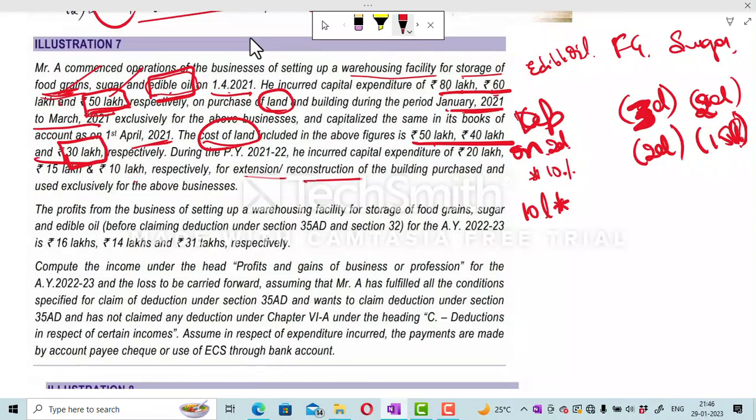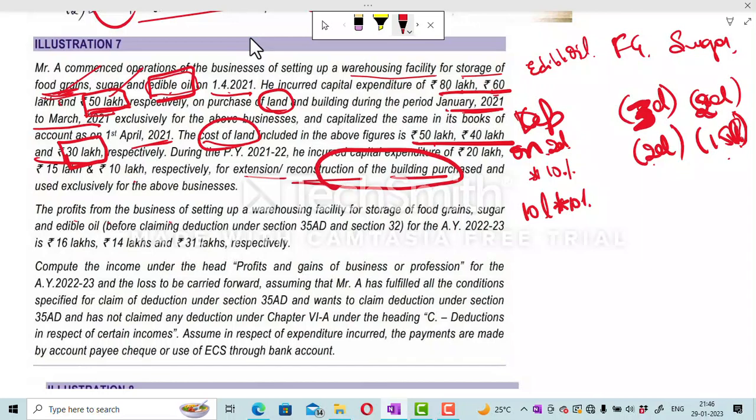For extension and reconstruction of building, the depreciation rate should be taken as 10% only. And building is eligible for reduction, so we have taken 20 lakhs and 15 lakhs respectively. This is the total amount of deductions.